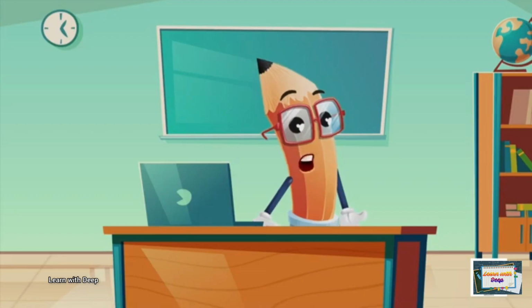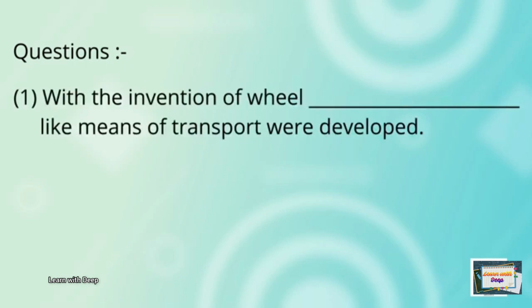Children, now I am going to ask you a few questions and I hope that you all must be knowing the answers. My first question is, with the invention of wheel, dash like means of transport were developed. And the right answer is bicycle, bus, and train.